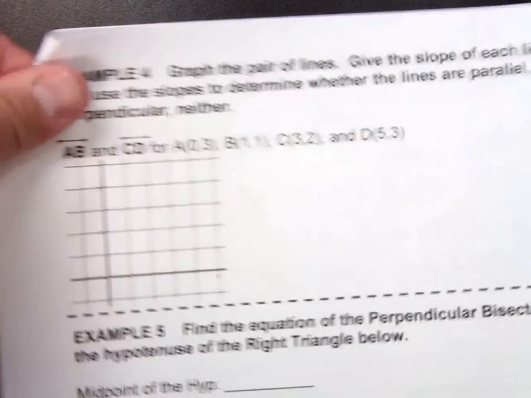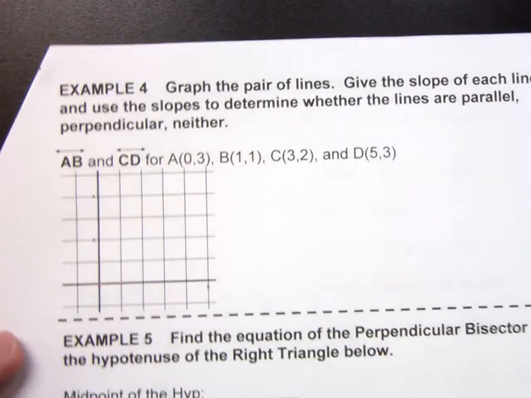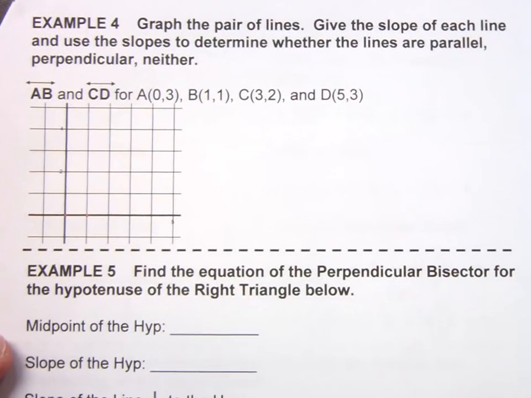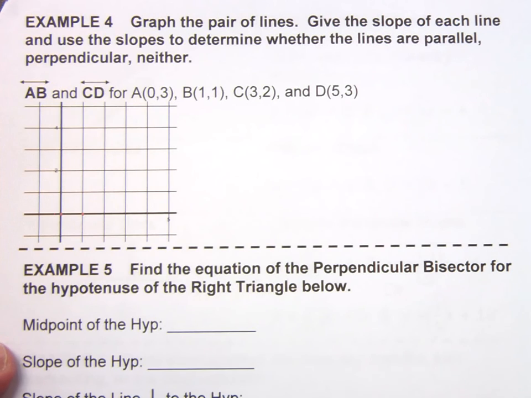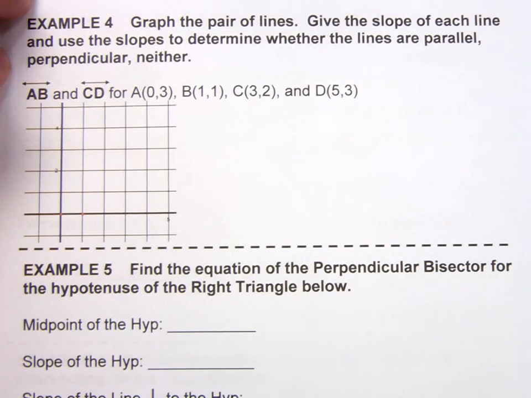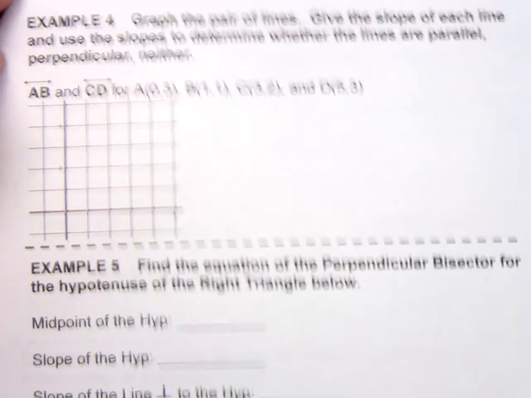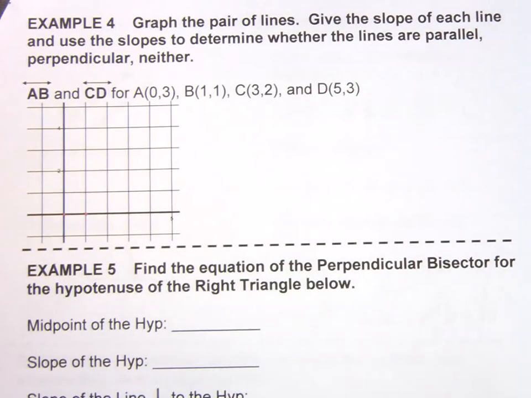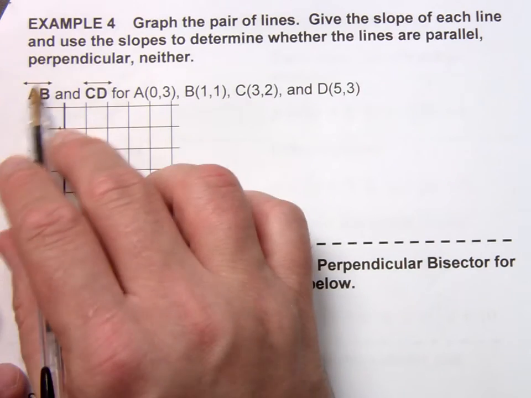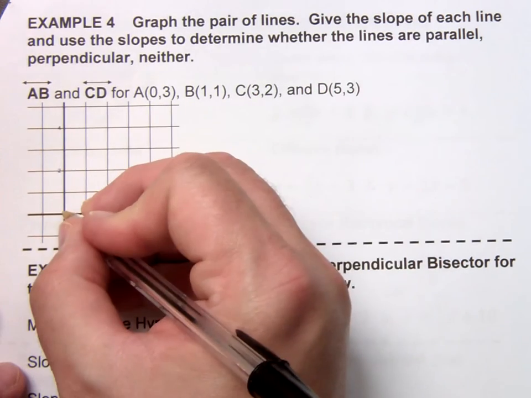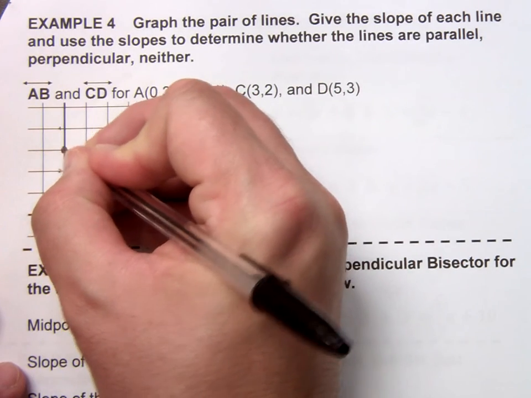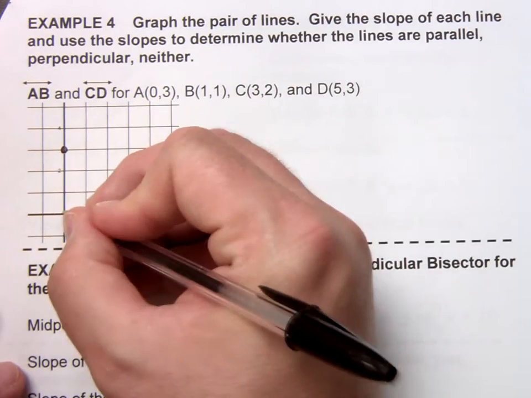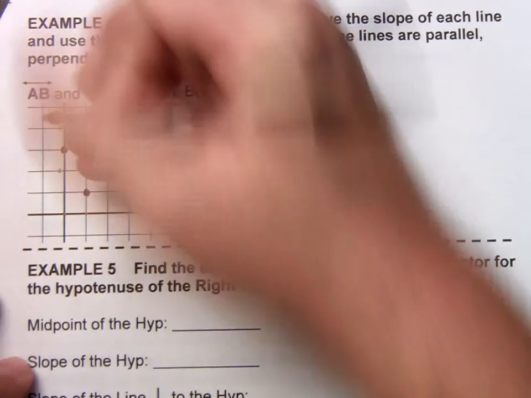Alright, on example 4, it says graph the pair of lines, give the slope of each line, and use the slopes to determine if the lines are parallel, perpendicular, or neither. Now I could find the slopes of the lines by doing the slope formula, but I got a graph here, so let's just plot the points. I want line AB, so I got the point (0, 3) and the point (1, 1). So here is one line right here.